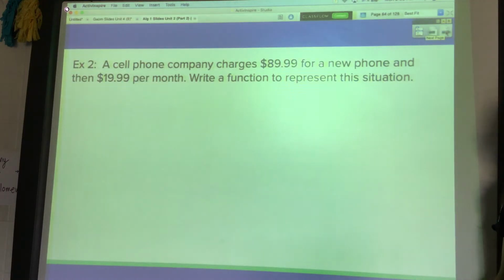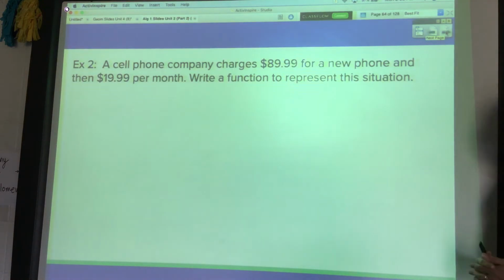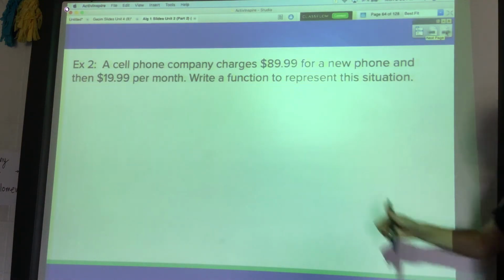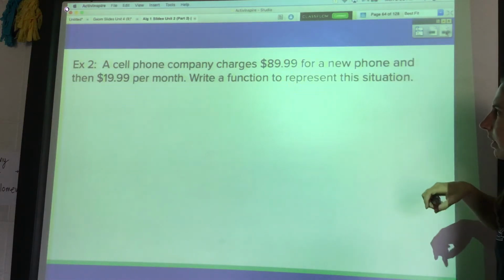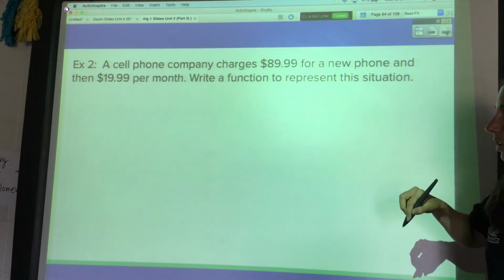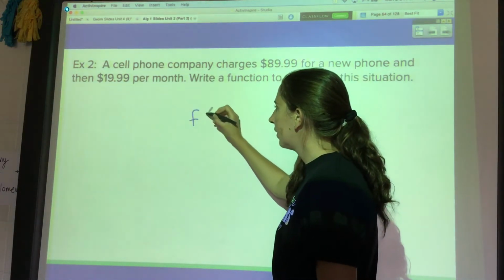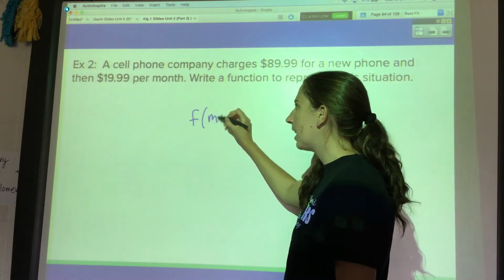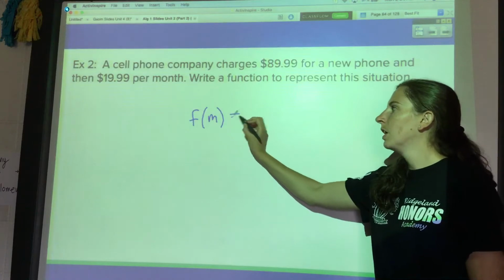All right, this one is written out in words. So rather than a function or equation, a cell phone company charges $89.99 for a new phone and then $19.99 per month. Write a function to represent this situation. So I'm going to call the function f, and I'm going to let the input be m for month. You can use f of x, that's fine too.